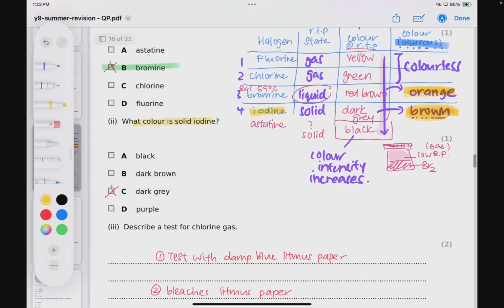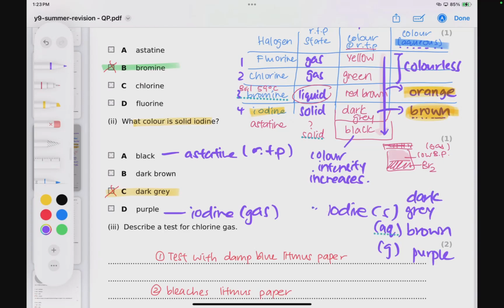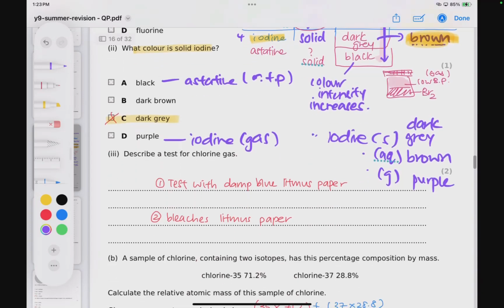So what's the color of solid iodine? It would be dark grey. It won't be brown. Black is only for astatine at room temperature and pressure. Purple is when you have iodine in gaseous state. So iodine is really, really interesting. Solid, aqueous, and gas, they have different colors. Gas is this very nice purple, very similar to the color of my pen right now. If it's in aqueous solution, it's brown. If it's solid, it's dark grey. So three different colors for iodine. Really beautiful, but they are highly toxic.